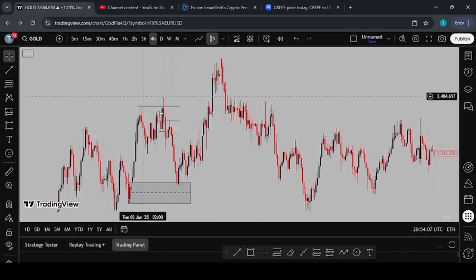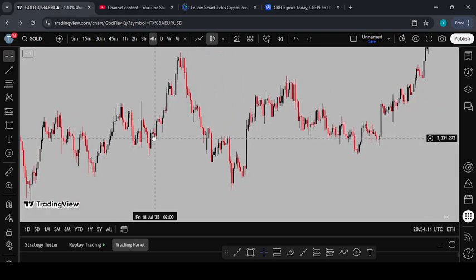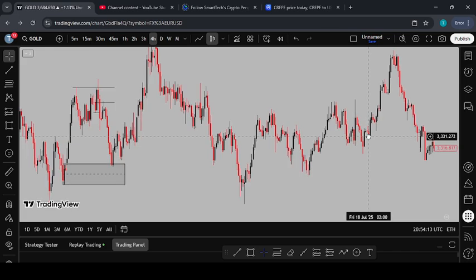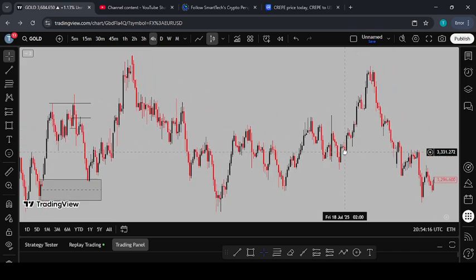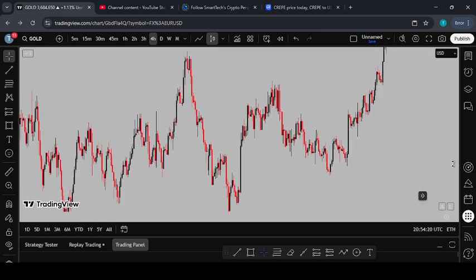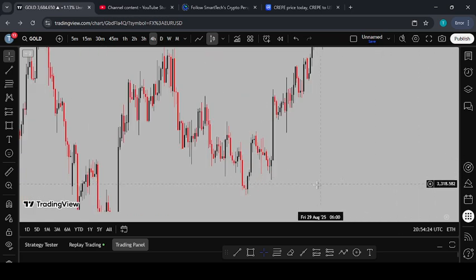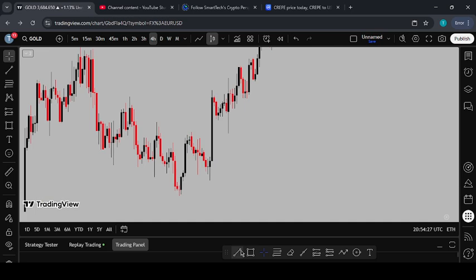Sorry, this is a grab, not a run. So I'll give you an example of a run, right? When price takes out a certain form of liquidity and instead of reversing, it just continues moving. For example, you have a little bit of trend line liquidity right here.